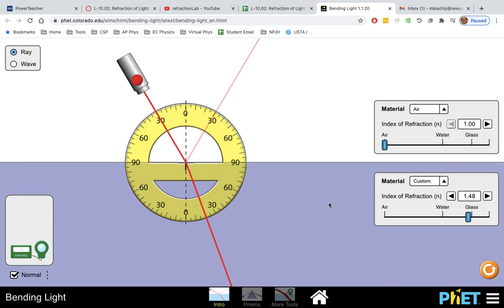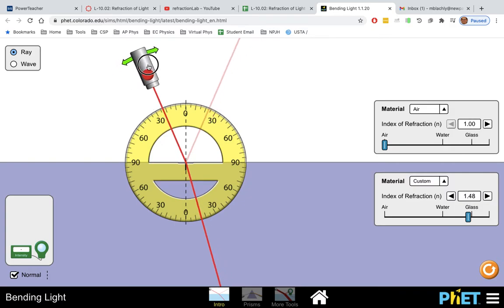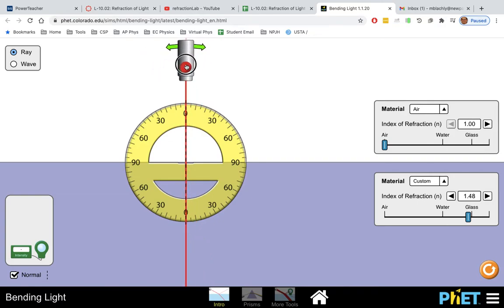Okay, so the angle of incidence in this case is 30 degrees. The angle of incidence is the angle the laser beam comes in at. And the angle of refraction would be, here's 10, there's 15. It looks like right at 20 in this case, okay? So what you're going to do is change this. You're going to start at 0. So when the angle of incidence is 0, the angle of refraction is 0.